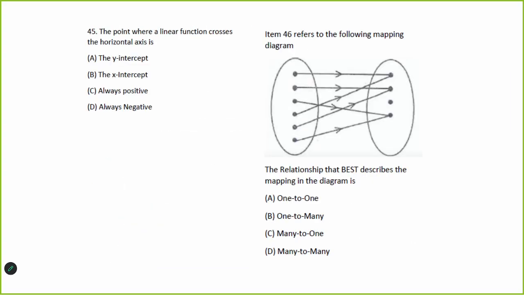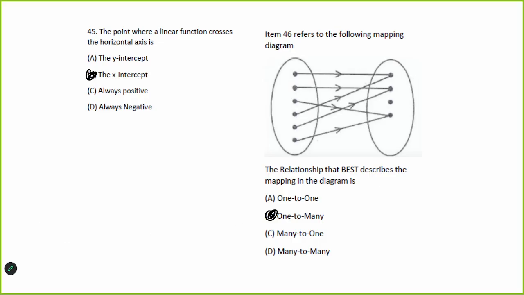Let's look at January 2023. Now, you all see that the questions are starting to repeat, right? So I don't have to do that much work. Writing the point of the linear function crossing the horizontal, not your vertical, your horizontal axis would be your x-intercept. The relation that best describes the mapping, is this 1 to 1? No. There are many arrows from one of these, so this is 1 to many.